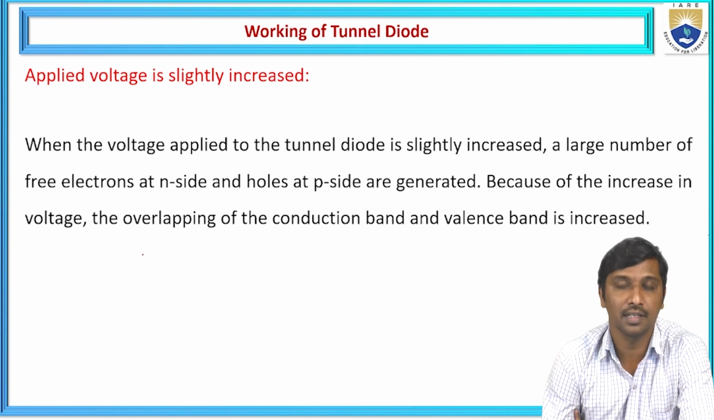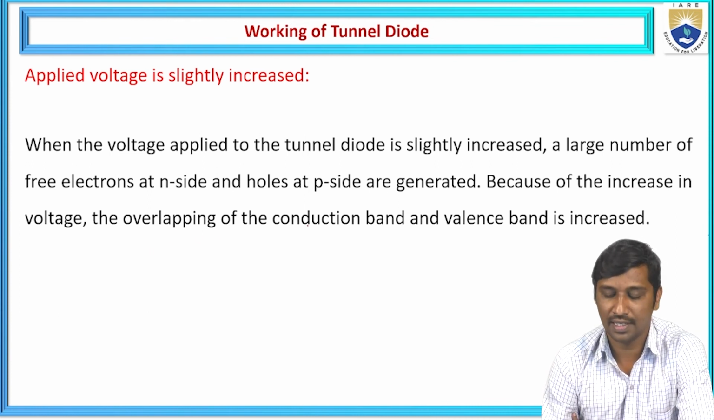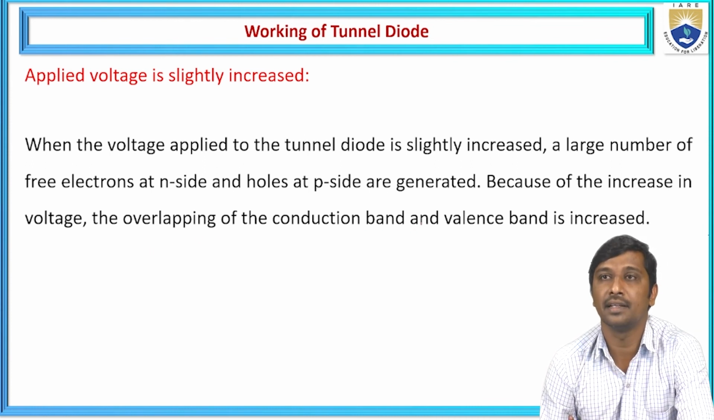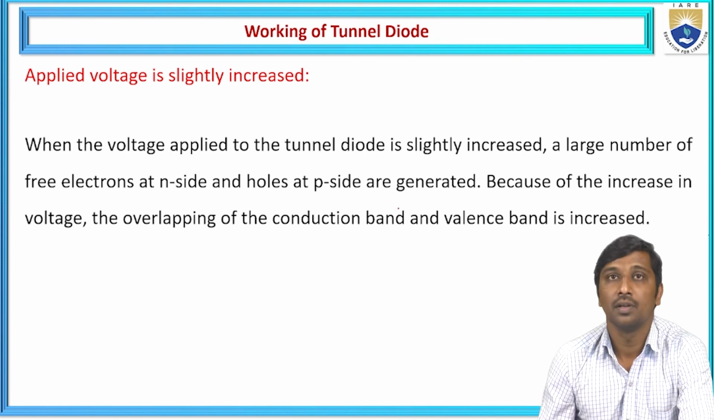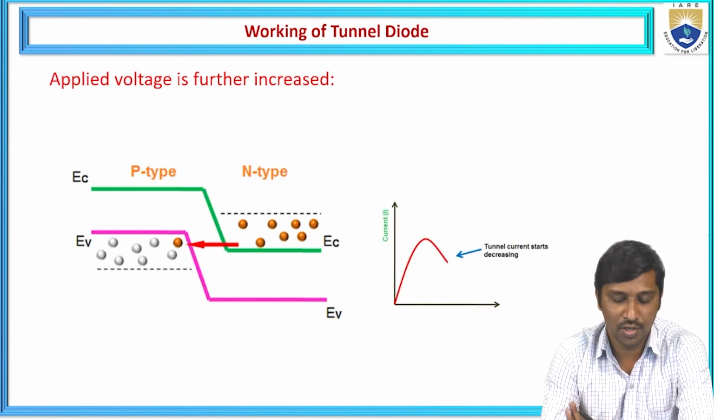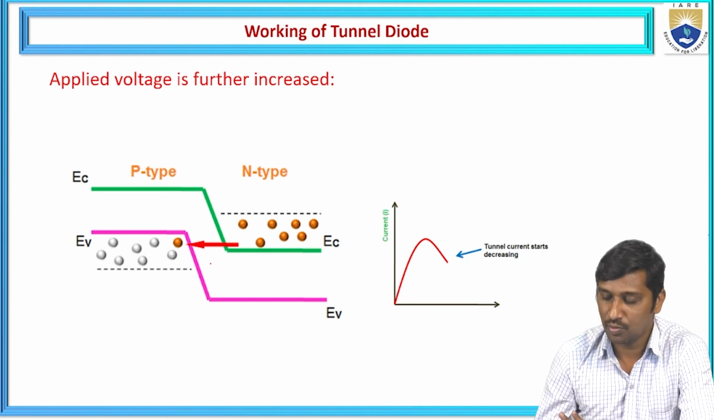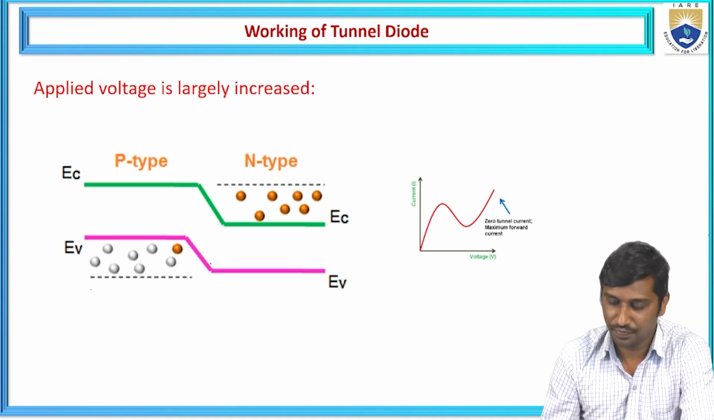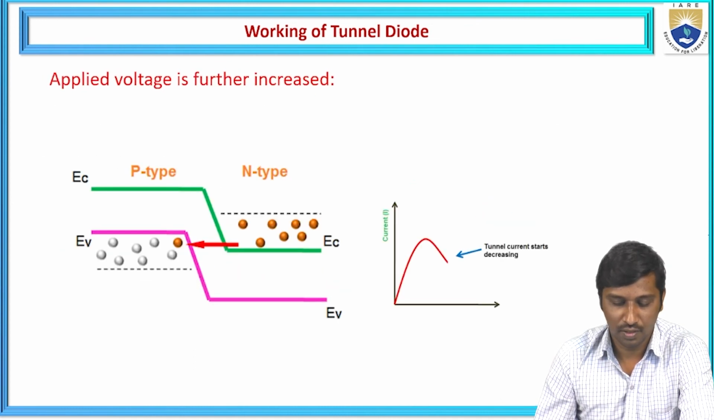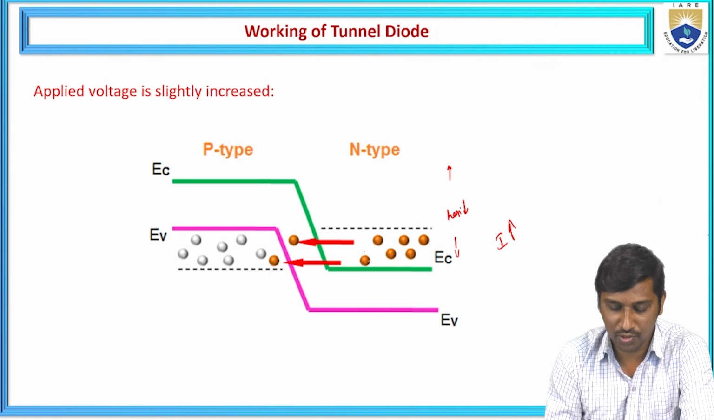Because of this increase in the voltage, the overlap between the conduction band and the valence band increases. Then suppose you increase the voltage further. So what happens? It goes on increasing. Let us suppose, in the previous case, if you have this, it goes on increasing.